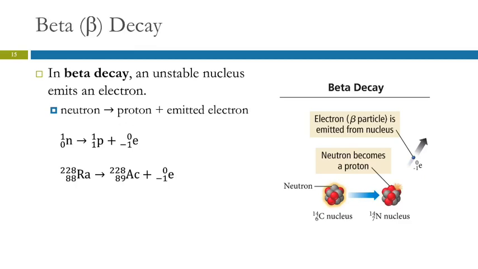On to beta decay. So here we have the unstable nucleus emitting an electron. Does that seem weird? The nucleus is emitting an electron. Okay, so in an atom, where are the electrons located? Outside the nucleus, right? Are there any electrons in the nucleus? No. So how can we spit out an electron?